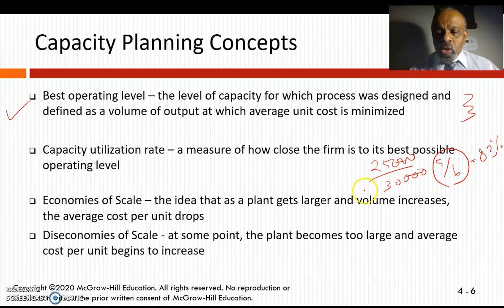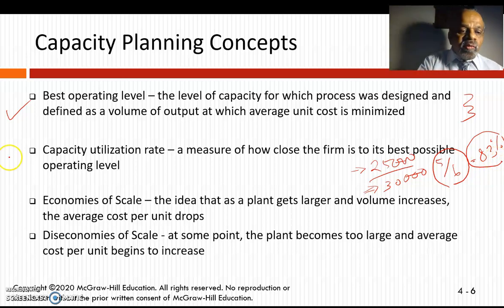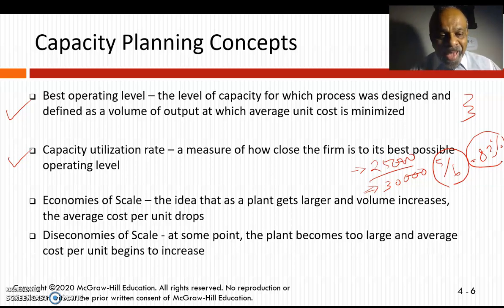So if Tesla wants to make 30,000, that is their best operating level. That's what they can do maximum for this month. But they produce only 25,000 cars. Then they are at an 83% capacity utilization rate. This is exactly what we are going to be calculating in this class. Okay, very simple. So you need to know the best operating level, and you need to know the capacity, and you can calculate the capacity utilization rate.